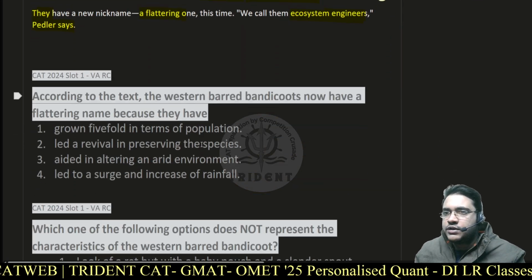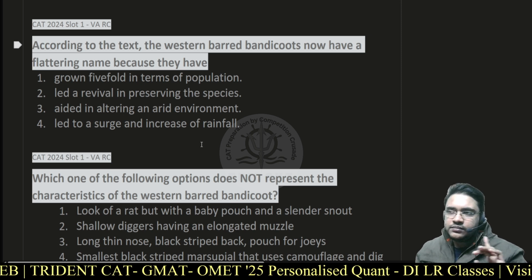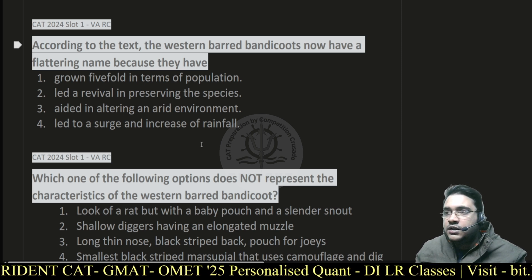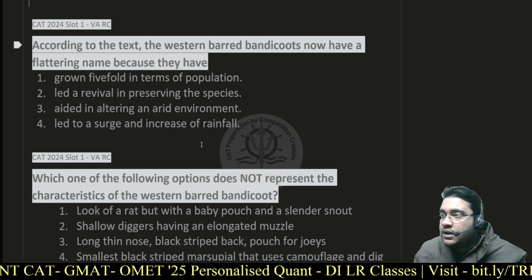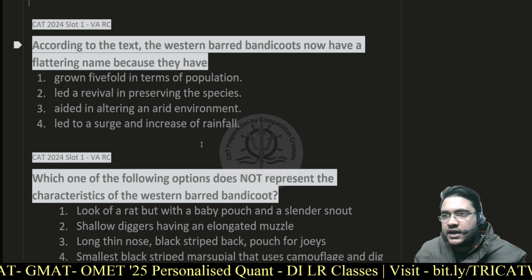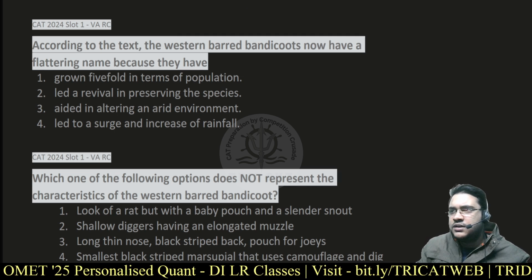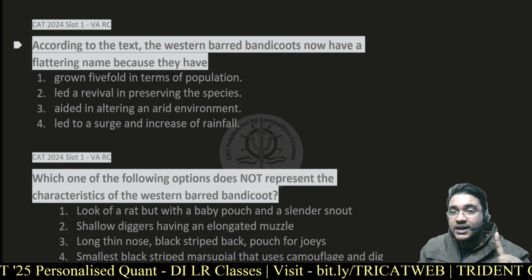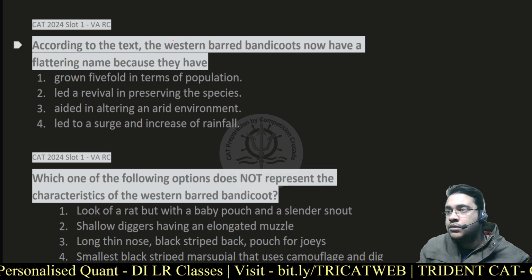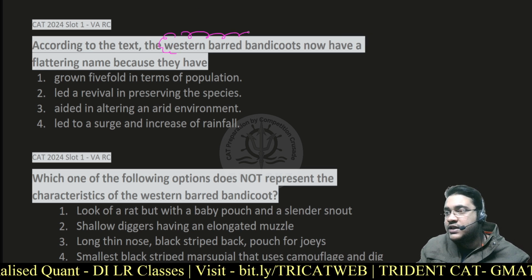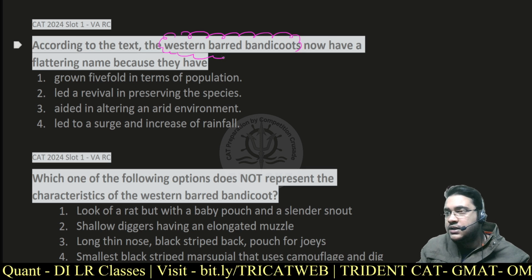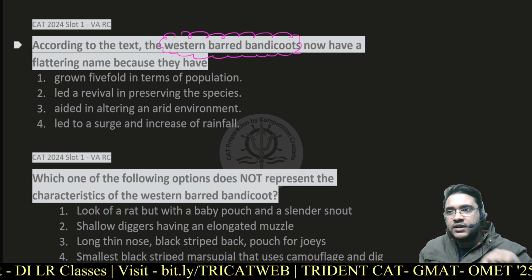So let's read the first question and try and understand. According to the text, the western barred bandicoots now have a flattering name because they have. So, first of all, the question seems an interesting one, but the only thing which can sort of irritate you is that, are the western barred bandicoots the same bandicoots that they have given a flattering name?